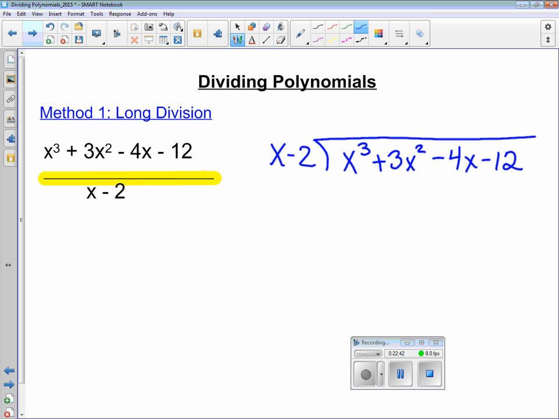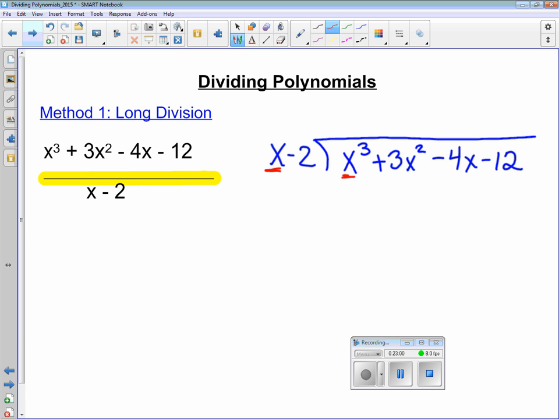So here's what we're going to do. Because it's a minus 2, we're not going to worry about that right now. We're just going to worry about the x and the x cubed. X times what is x cubed?